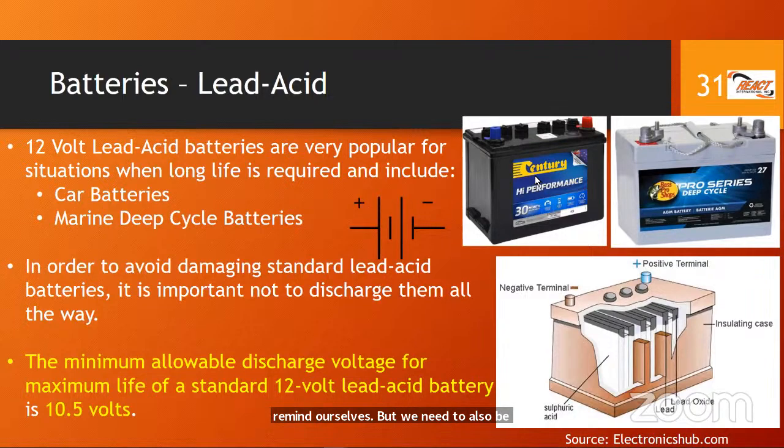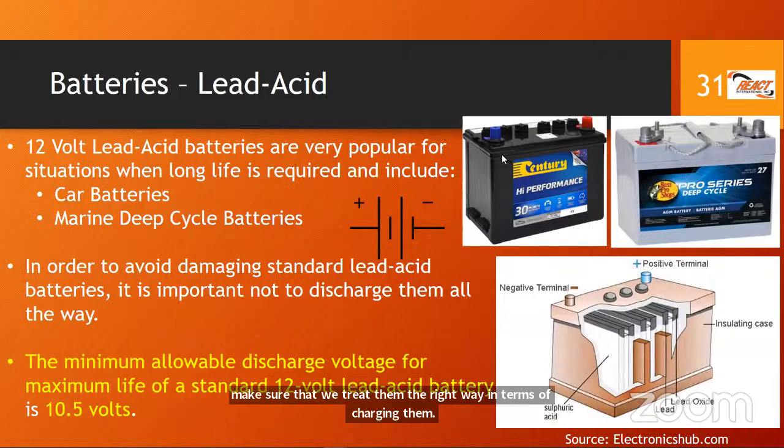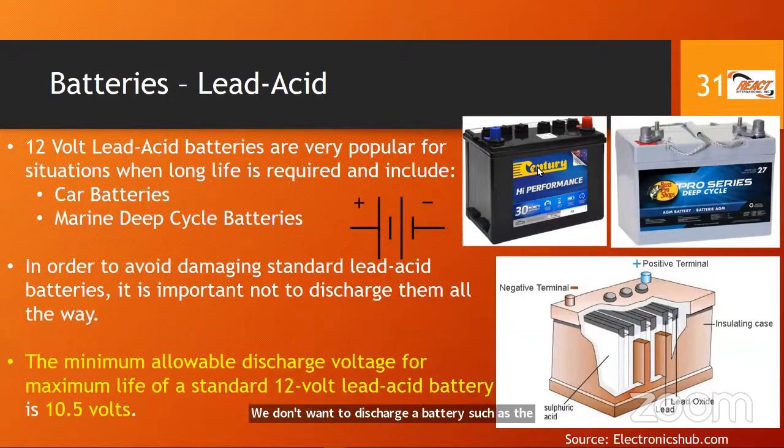We need to make sure that we treat batteries with the respect that they deserve from a safety perspective, as well as we need to make sure that we treat them the right way in terms of charging them. We don't want to discharge a battery such that the voltage drops below a certain level. You don't want to discharge them too low because that can have lasting damaging effects on the battery. So we need to be aware of what that minimum voltage is. Shouldn't keep it at that for too long. We don't want to discharge them all the way. We must always charge them when they need to be charged so they will perform optimally.